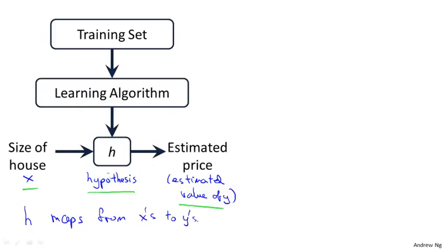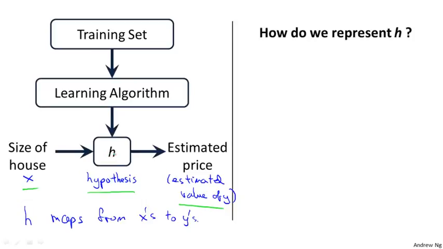When designing a learning algorithm, the next thing we need to decide is how do we represent this hypothesis h? For this and the next few videos, our initial choice for representing the hypothesis will be the following. I'm going to write h subscript theta of x equals theta 0 plus theta 1 of x. As a shorthand, sometimes instead of writing h subscript theta of x, I'll just write this as h of x, but more often I'll write it with a subscript theta.